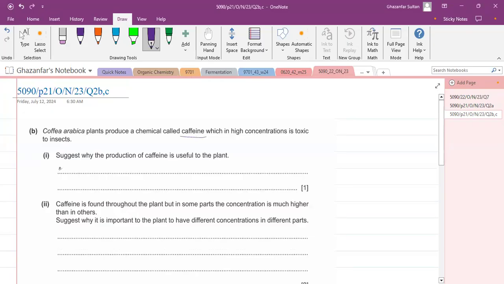So it stops insects from eating the plant.